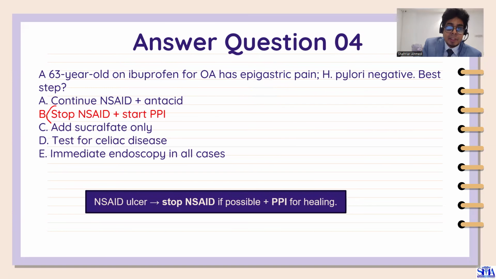Now, I would like to ask you something here. Can you give a similar example of stop the offending agent? From asthma, GIT, or any other chapter we have learned, anyone can give an example. Anything in your mind? Okay, COPD cases, smoking, very well done. And in this particular case, NSAIDs in NSAID induced ulcer.